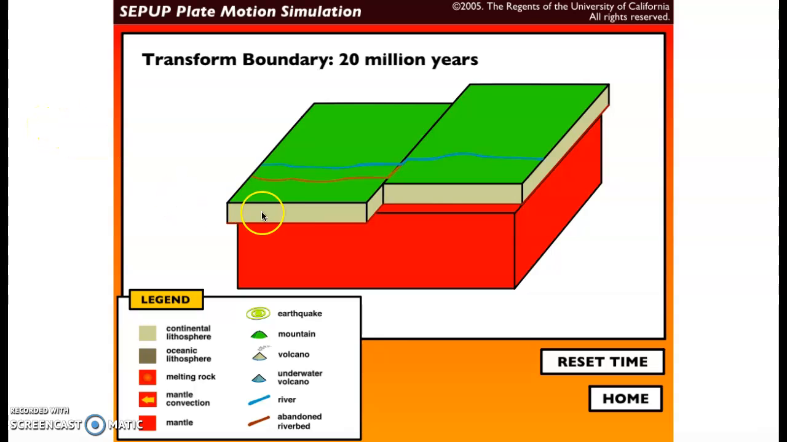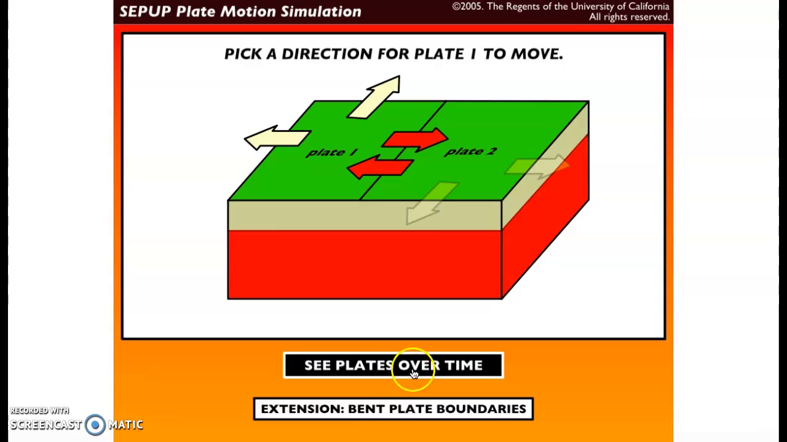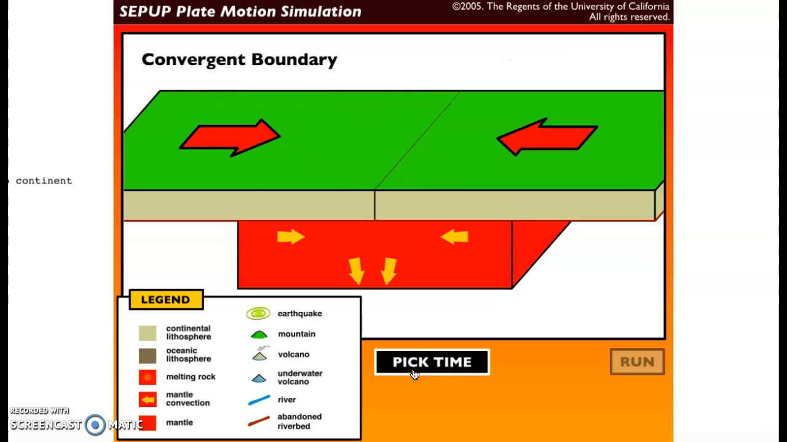Okay, so if I pick up where I left off, I am going to head back home because I still need to do my convergent boundaries. And my directions tell me to click my right facing arrow. So if I do that, it has plate 1 going to the right, plate 2 going to the left, which means they would collide. So I'm going to click see plates over time.